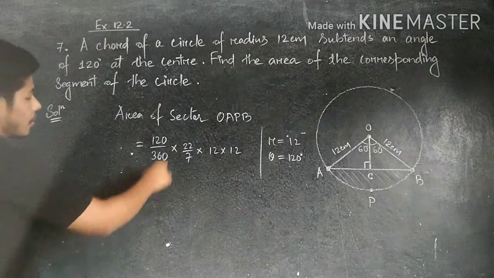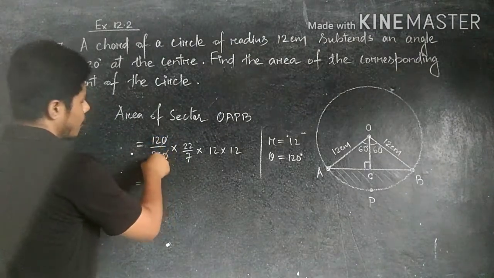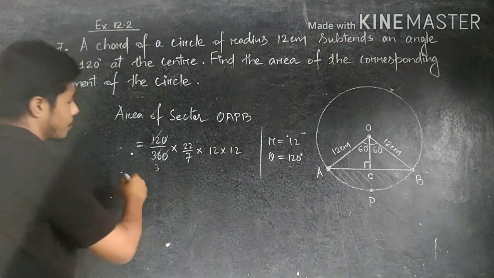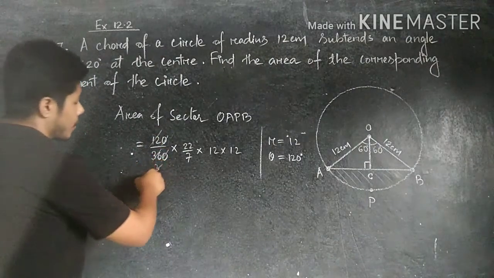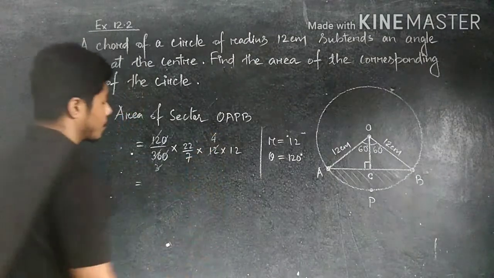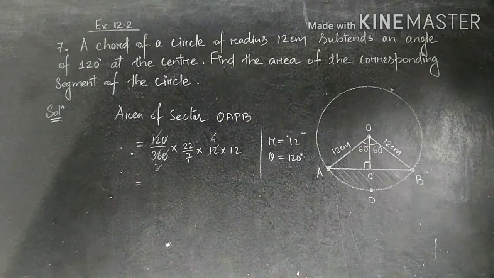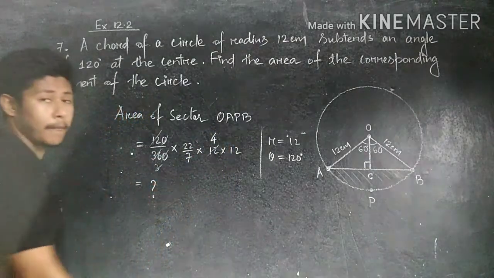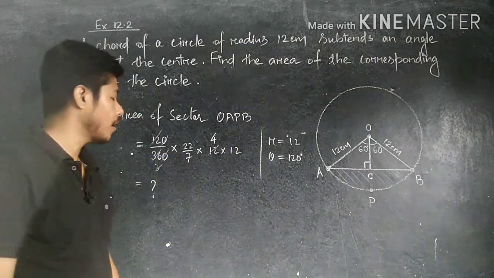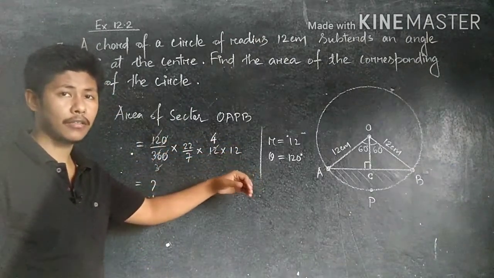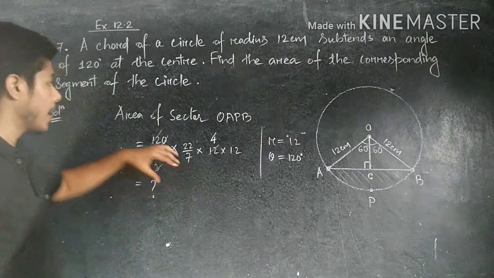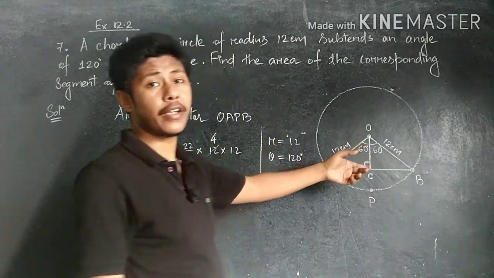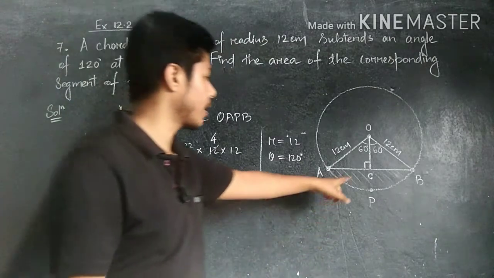If we calculate, this 0 is cancelled with 0, 12, 3 is a 36, isn't it? So we cancel this 3, and this 3 is cancelled with this 12, 4, 3 4s are 12. After calculating all this, obviously we get some values here. Is it clear? So your task is to calculate this result, and after getting area of sector, area of sector minus area of triangle, then this segment part we get.